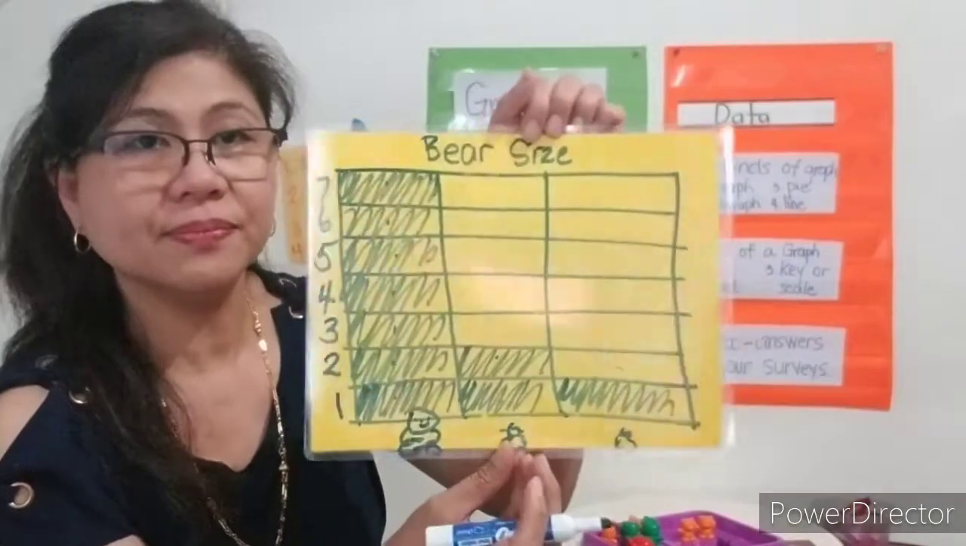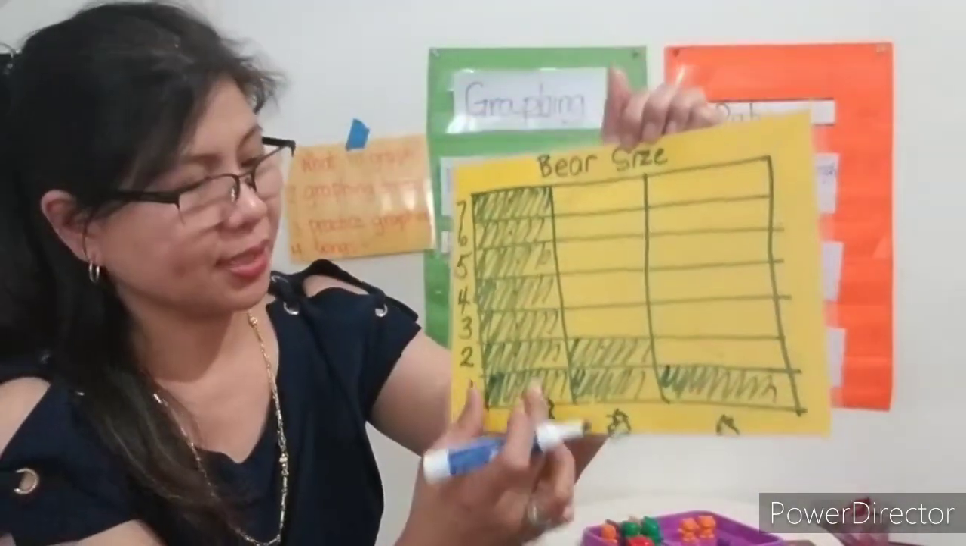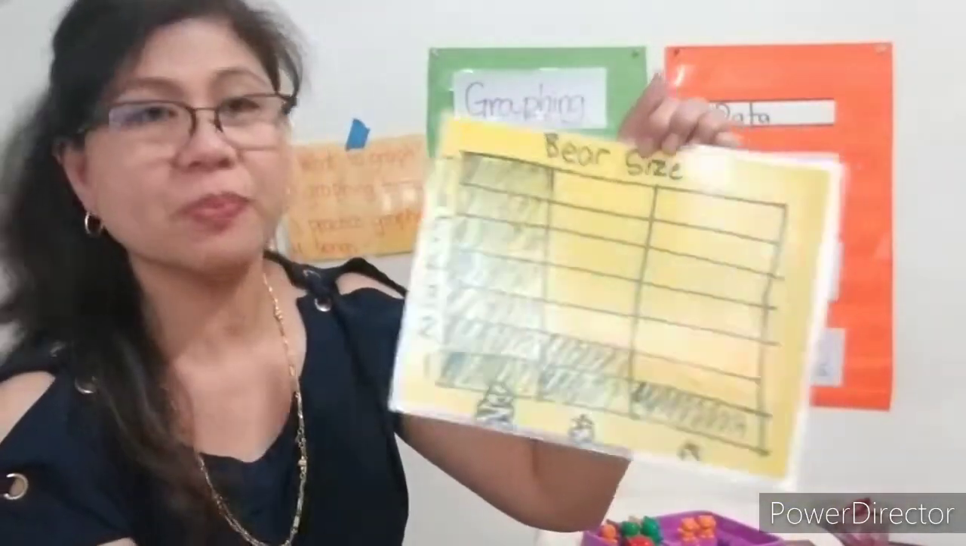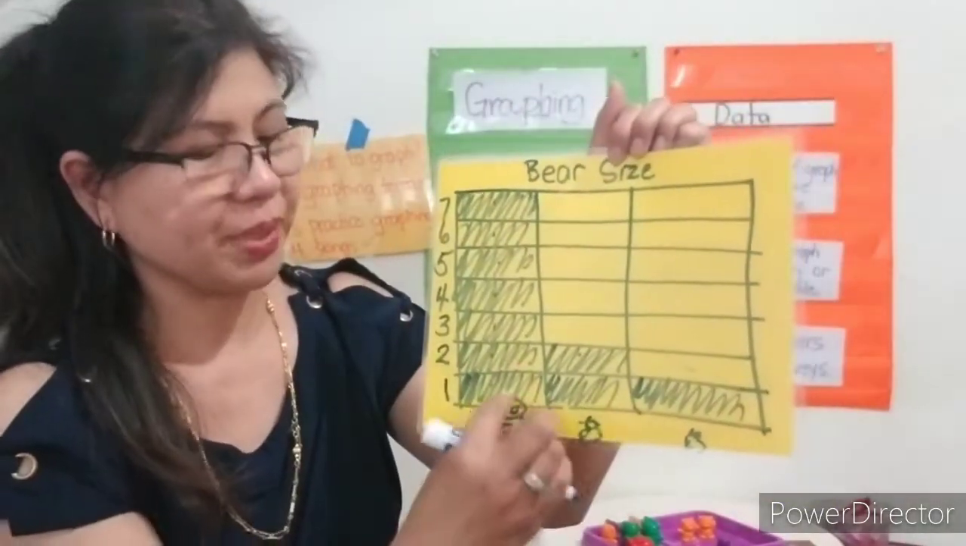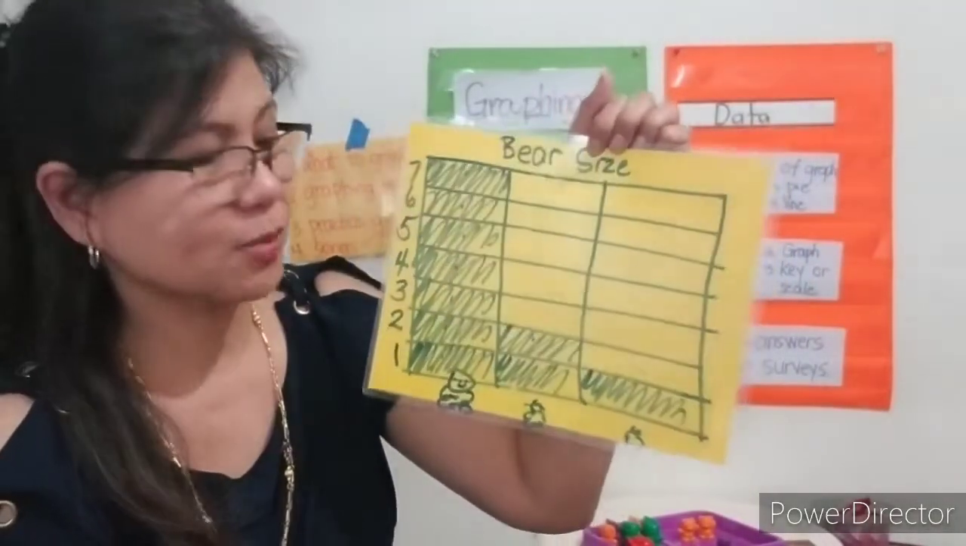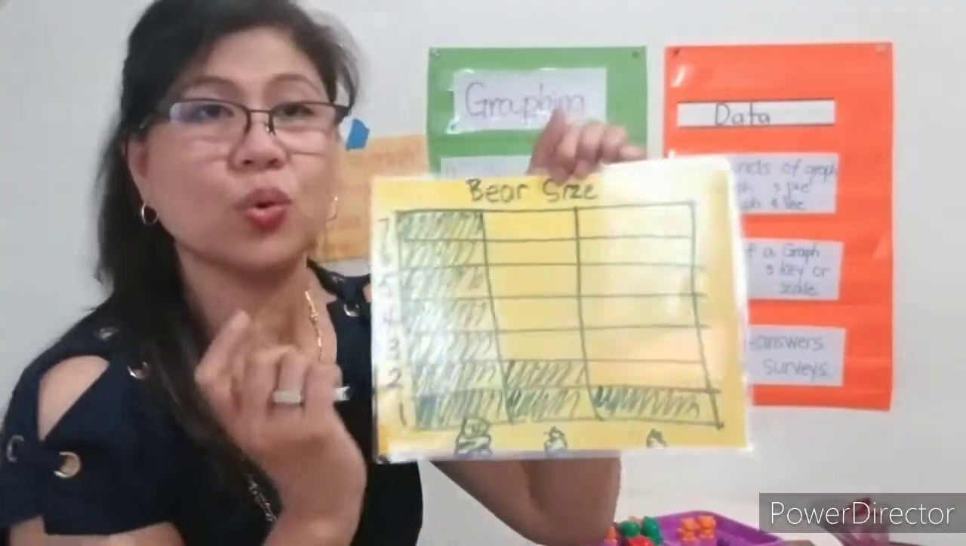Okay, so read the data for me. You can tell which one has the most by looking at the height of the bar or the boxes. Which bear has the most? It's the big one, the biggest bear. And which one has the smallest amount? The one with the least, it's the baby bear because there's only 1.